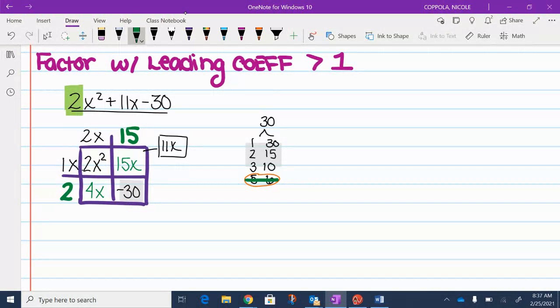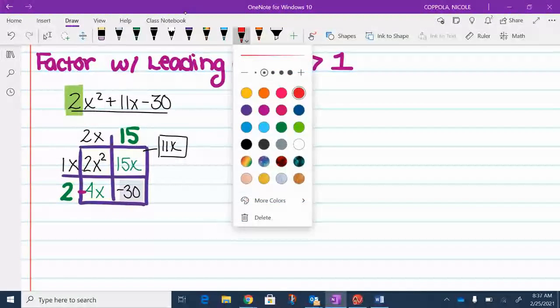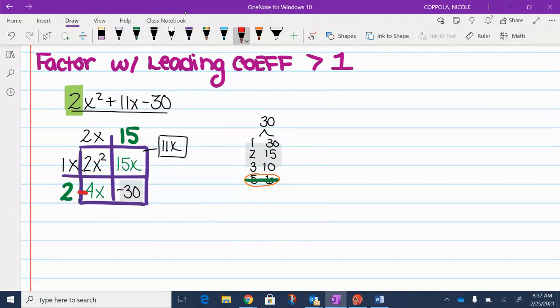Did you hear what I just said? 15 minus 4. I wish this was red. Let's do red. If I put a minus here, 15x minus 4x is 11x, which means if this has to be negative, then this one must be negative. Notice how I'm doing the signs last. That's my final answer. I just have to write the factors. In factored form, this is 2x plus 15 times x minus 2.